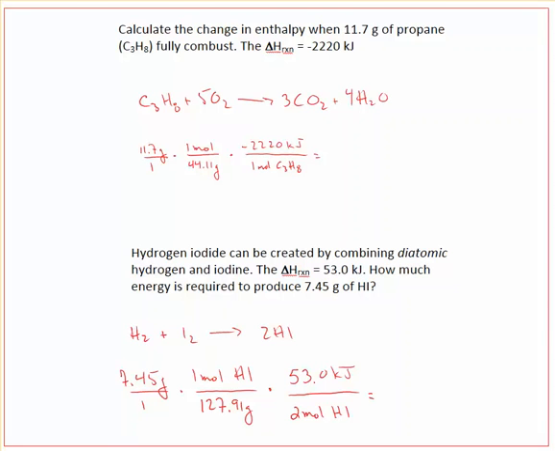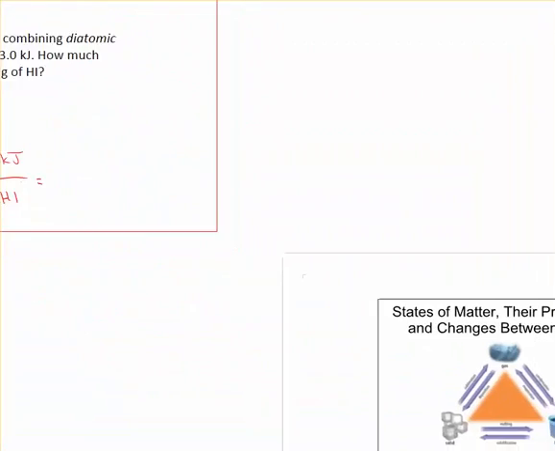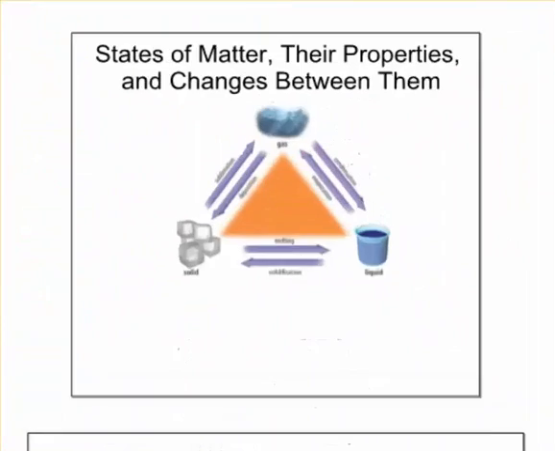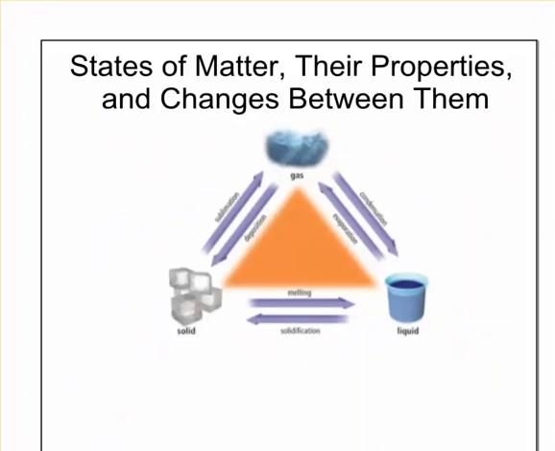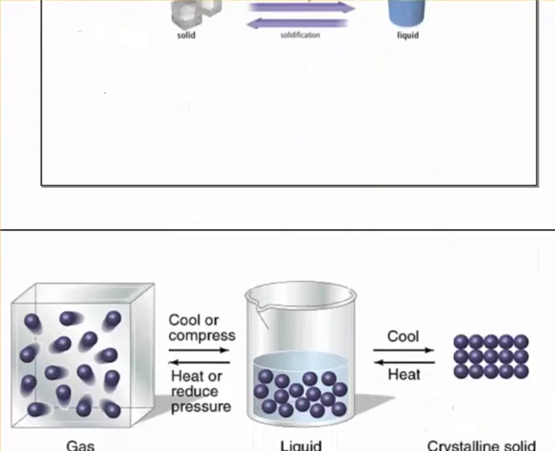Good. Now, moving on from the review from yesterday, I want to do a little bit on section 10.5. 10.5 is looking at states of matter, their properties, and some changes between them. Some of this is stuff you already know, so we'll move through it pretty quickly.